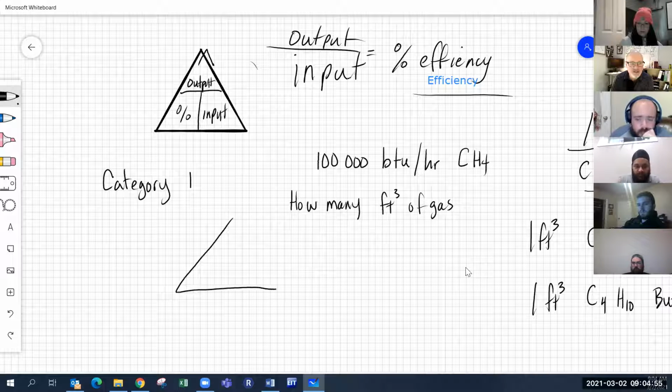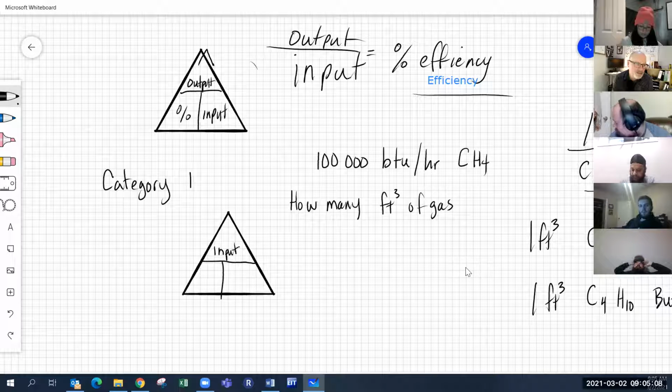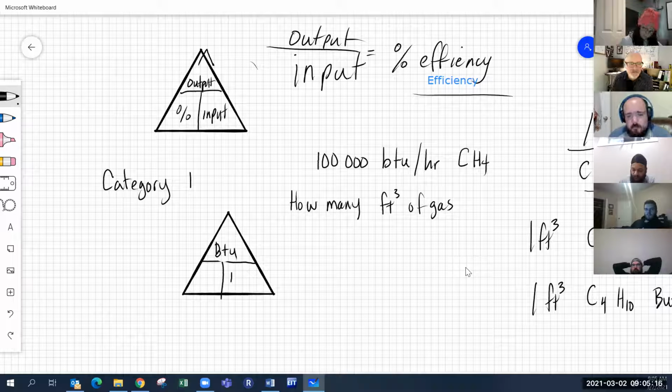So we can do another formula triangle where we can put an input, or I should actually rephrase that, I could put a BTU value and I could divide it by the heating value, and that will give me my cubic feet of gas. Yes?